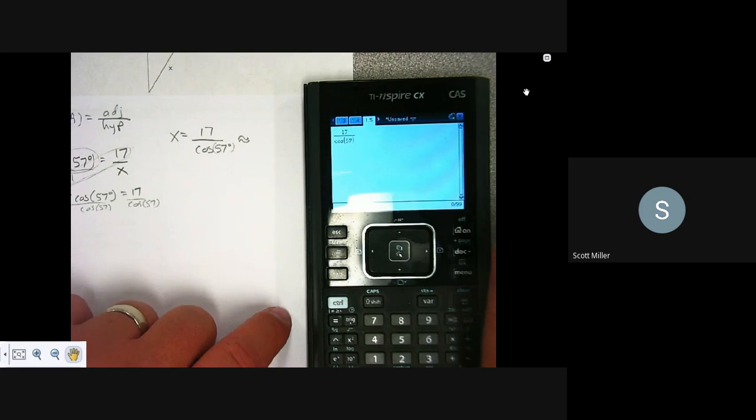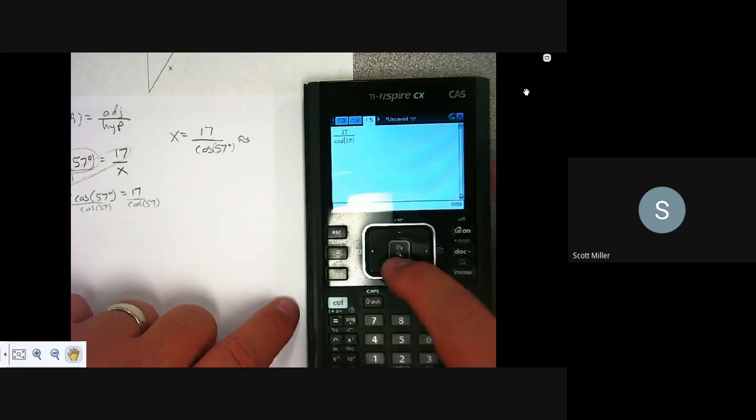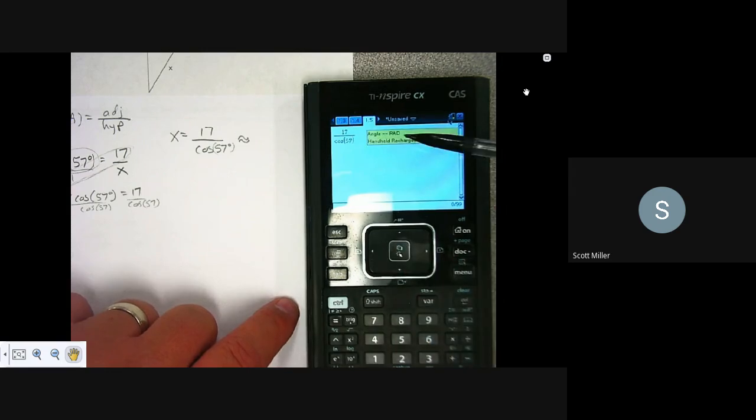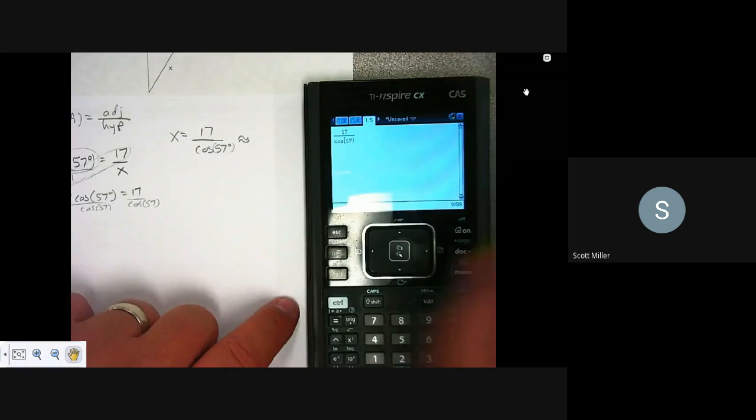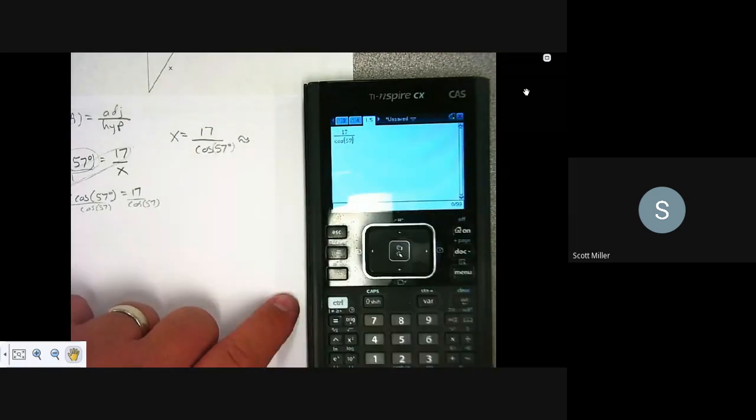And you need to check this also. Make a note of it in your notes. Right up here where the little gear is, if you hover over it, it will tell you what your angle is in. I am currently in radians. So this calculator will read 57 as 57 radians, not degrees. I need to fix that or I'll get the wrong answer.